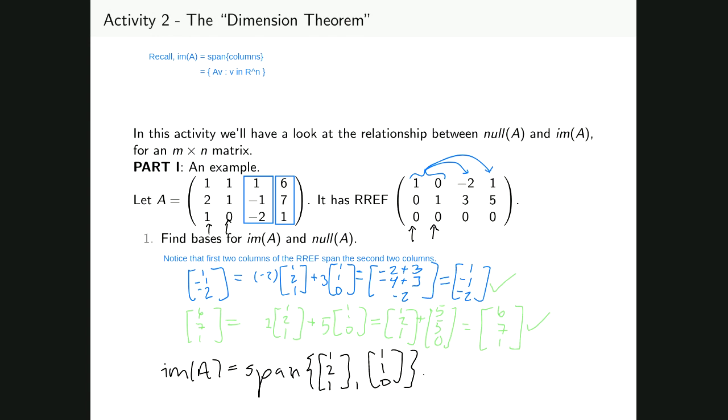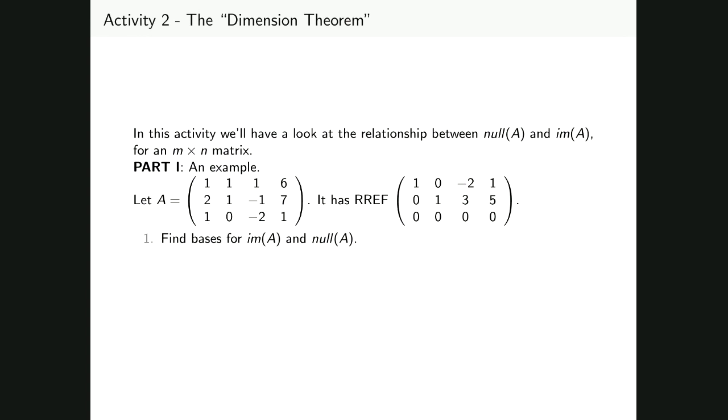Okay, very good. Let's move on to finding the basis for the null space now. The null space is all of those vectors v so that Av is 0. So what we want to do is solve the homogeneous system obtained from A.